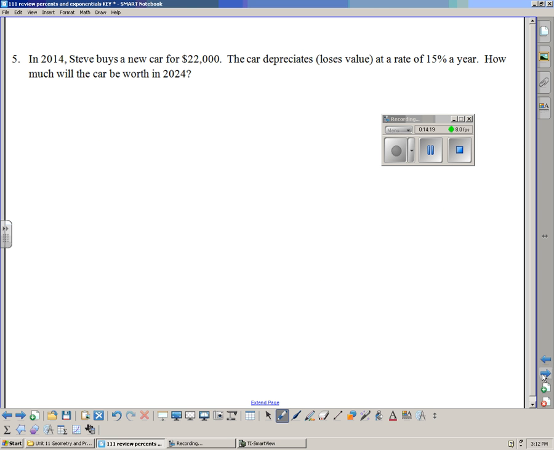All right, one more question. In 2014, Steve buys a new car for $22,000. The car depreciates, and they tell you that means loses value. This is important. It's losing value at a rate of 15% a year. How much will the car be worth in 2024? So again, we're going to use the same formula because it's a percent and we're going over many years. So we're starting off with $22,000.